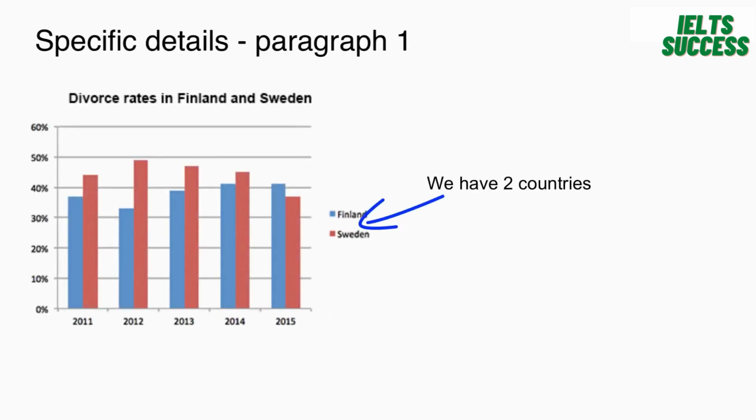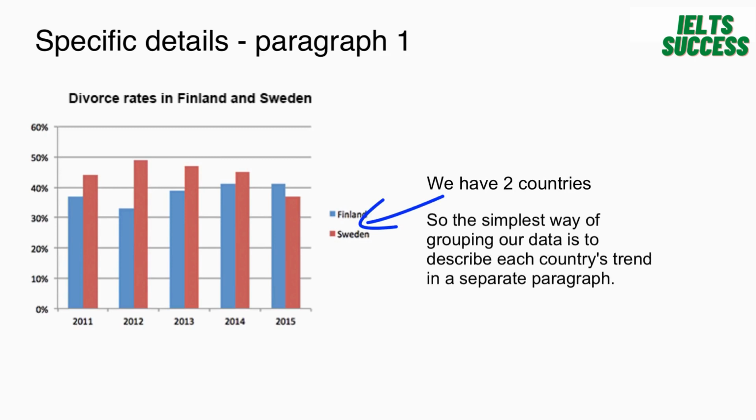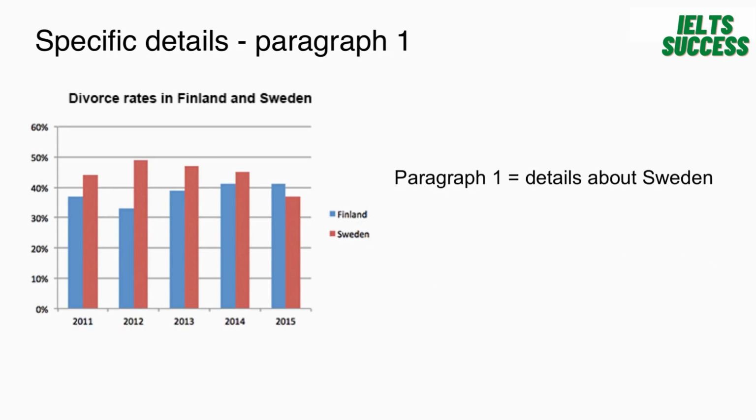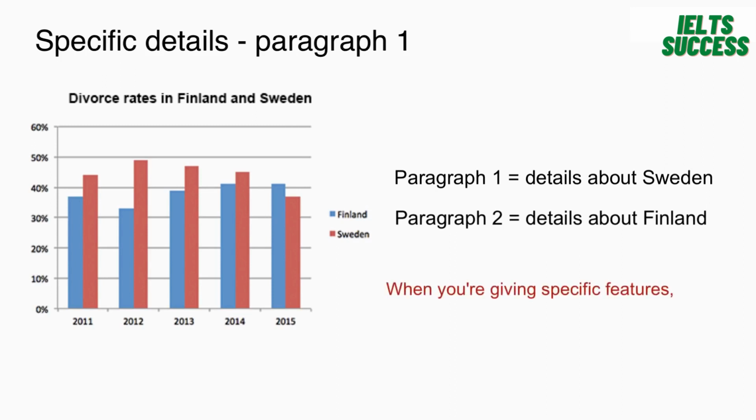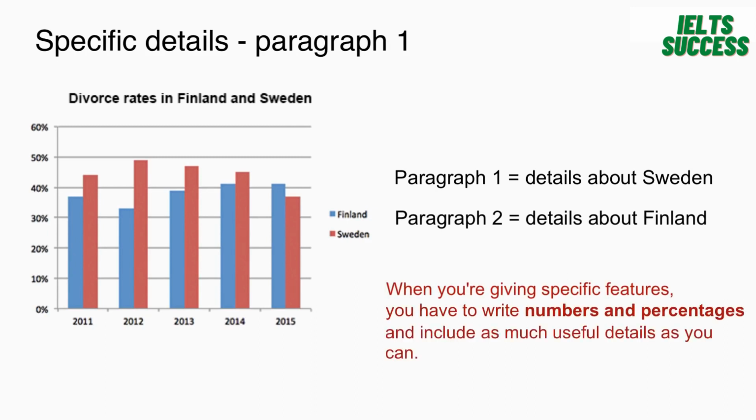We have 2 countries, so the simplest way of grouping our data is to describe each country's trend in a separate paragraph. So, in paragraph 1, we will describe the details about Sweden, and in paragraph 2, we will describe the details about Finland. When you are given specific features, you have to write numbers and percentages and include as much detail as you can.